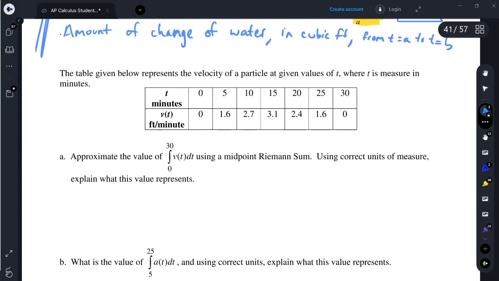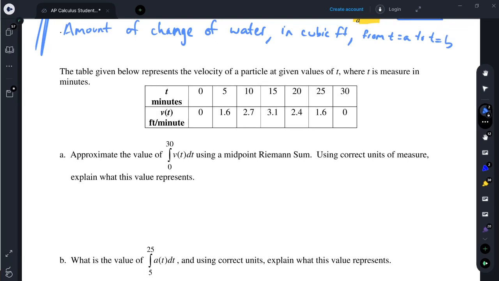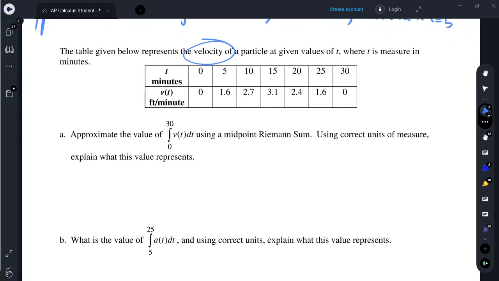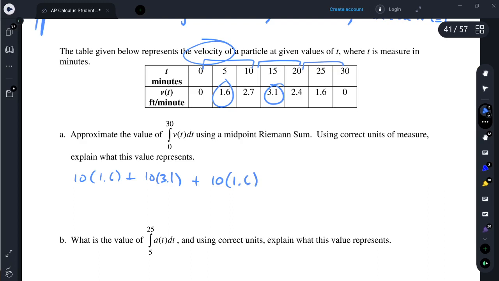So jumping into an example, just so we can see this in action. If we were given a table representing the velocity of a particle, and we want to approximate the value of the integral from 0 to 30 using a midpoint Riemann sum, explain what that means. And this is a little bit of review from yesterday as well. So midpoint sum: 0 to 10, 10 to 20, 20 to 30. Those are all 10. So 10 times the middle, 1.6, plus 10 times the middle, 3.1, plus 10 times the middle, again 1.6. You can type that into a calculator: the integral from 0 to 30 of v of t dt is approximately 63 feet.